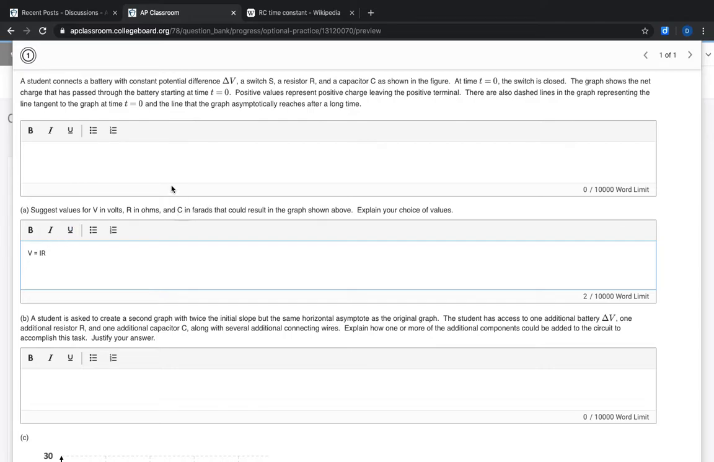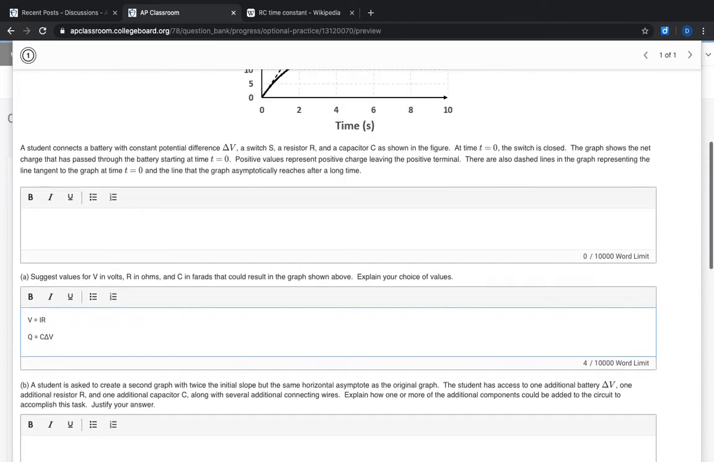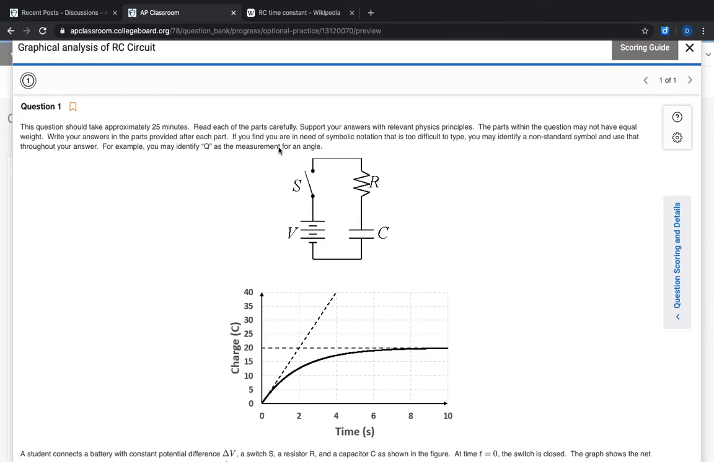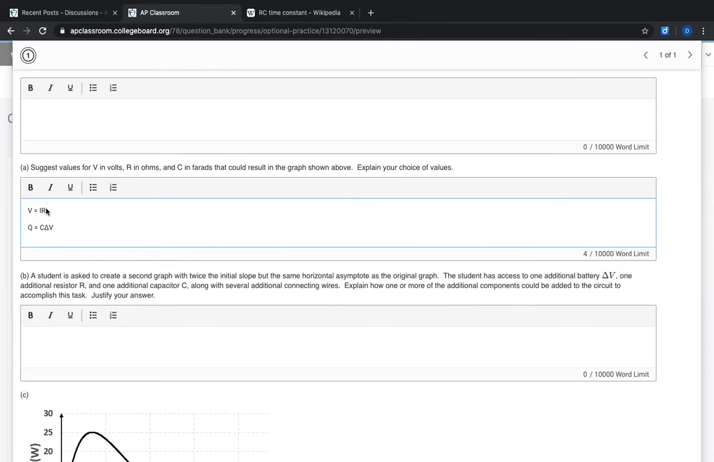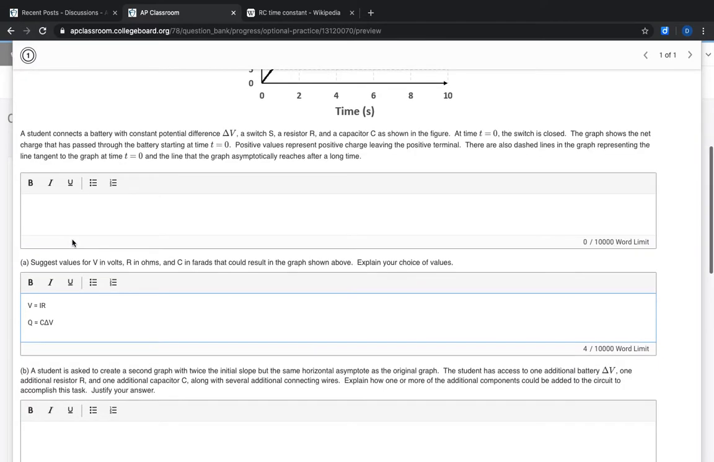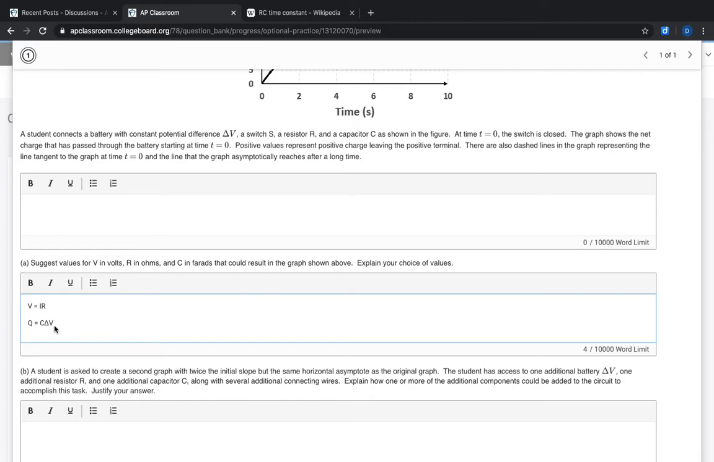And then we also know for capacitance, we can relate that to charge. We know Q is equal to capacitance times the delta V of the capacitor. And I would label some of these things while you're doing this. They do kind of mention that up here. They say, for example, you can identify Q as a measurement of an angle. So identify the variables that you're using, like what they stand for. When I say V, I mean voltage of the resistor in this case, and delta V here is voltage of the capacitor.